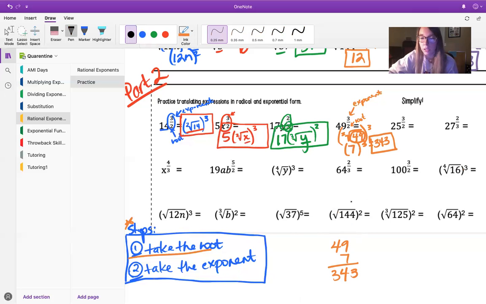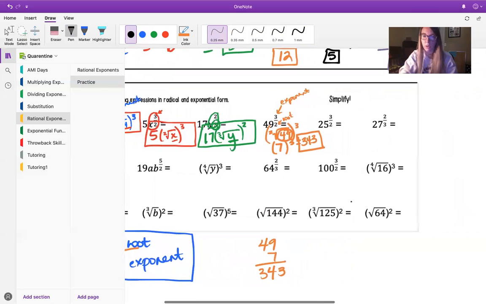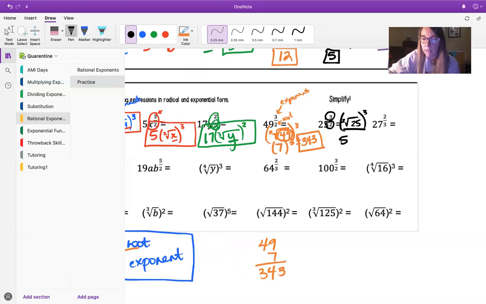Next, we have 25 to the 3 halves, okay? So denominator is our root, numerator is our exponent. So we have square root of 25 cubed. All right, step 1, do the square root. What times what gives me 25? It's 5. Then we have 5 cubed. 5 times 5 is 25. Times 5 is 125.